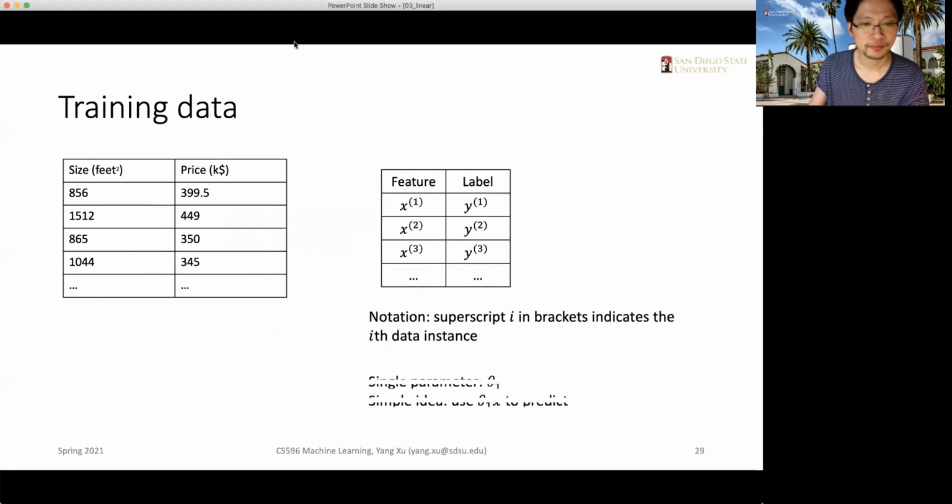And then also there's some details here. The superscript i, okay? If we put i within the superscripts, within the round brackets, it indicates that this is our i-th data instance or data example, okay?